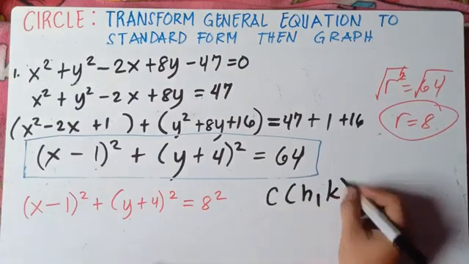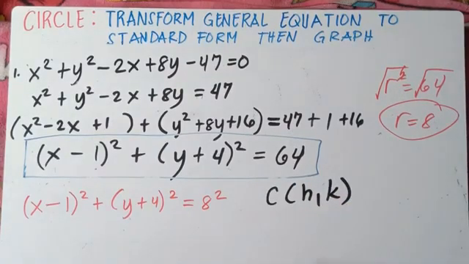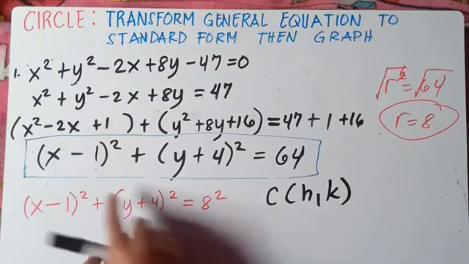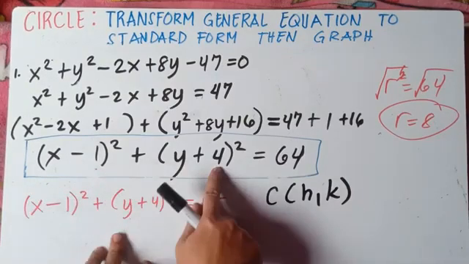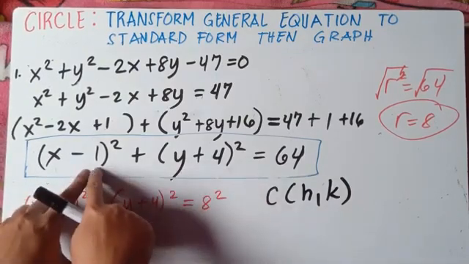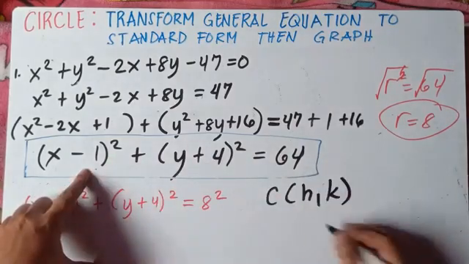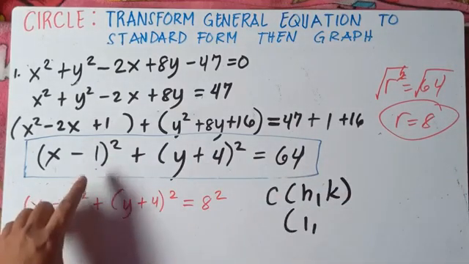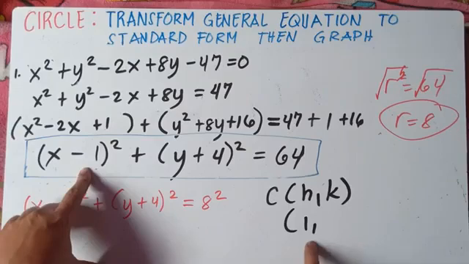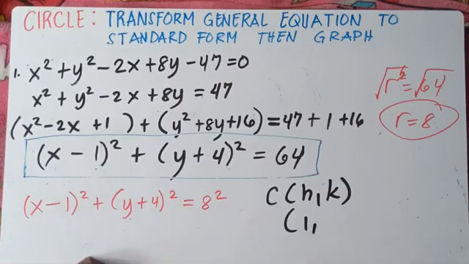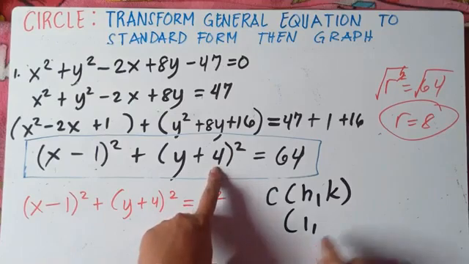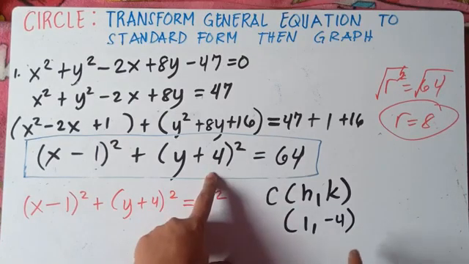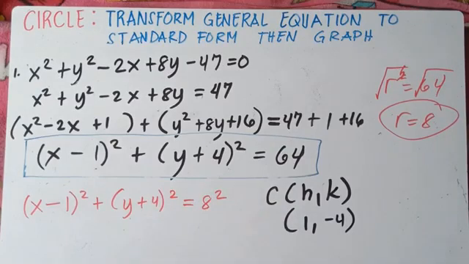So the center, class, h and k. Do not forget, this is your h, this is your k. Now, if this is negative 1, your h will be positive 1. Do not forget about that. If this is negative 1, your h is positive 1. Get the additive inverse. Now, if this is positive 4, your k is negative 4.